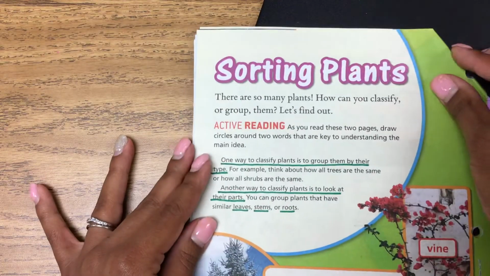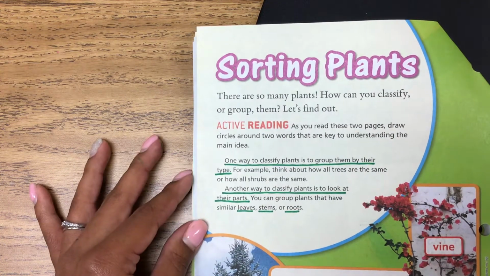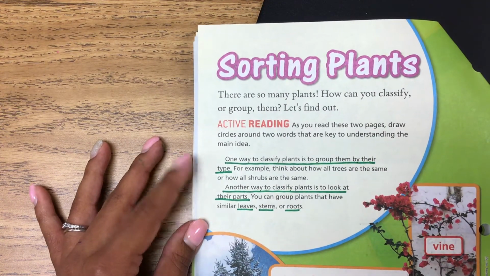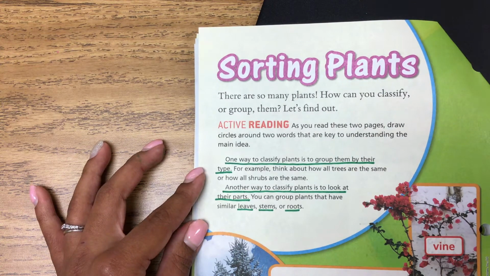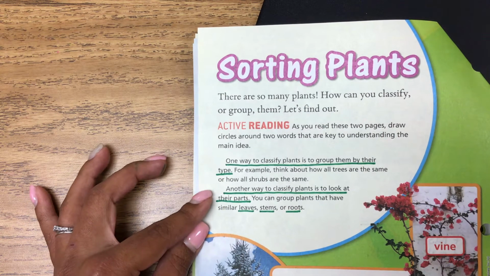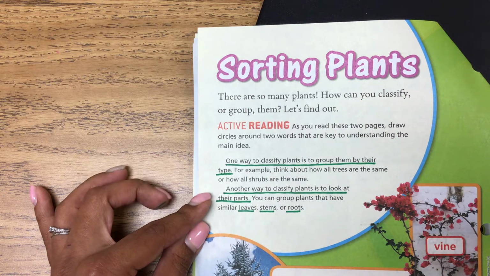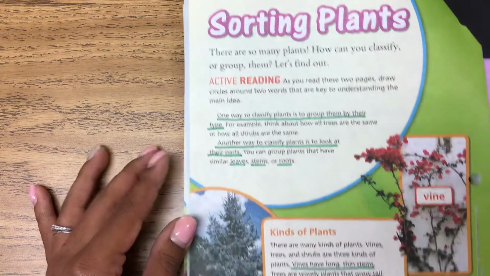Sorting plants. There are so many plants. How can you classify them or group them? Let's find out. One way to classify plants is to group them by their type. For example, think about how all trees are the same or how all shrubs are the same. Another way to classify plants is to look at their parts. You can group plants that have similar leaves, stems, or roots.